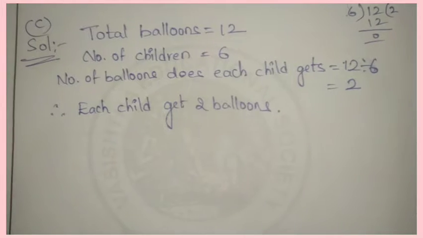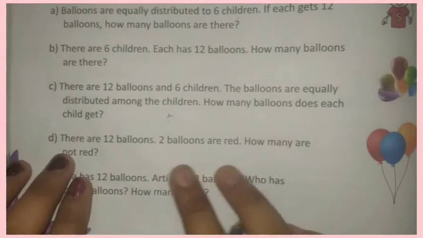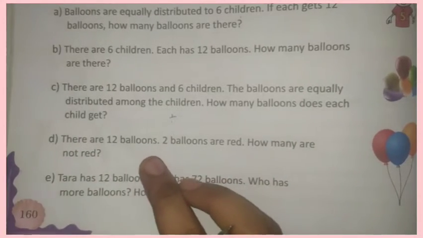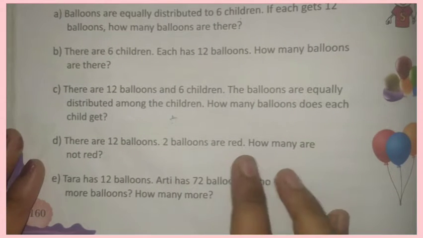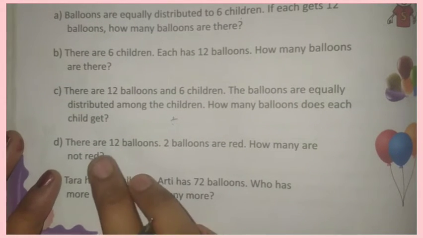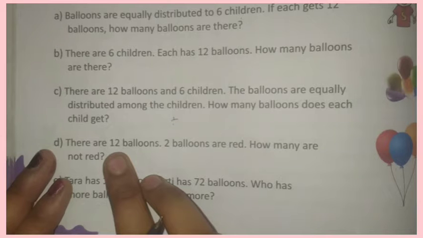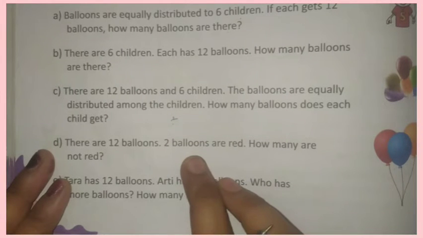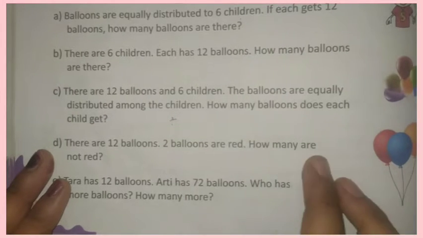Now look at D question. There are 12 balloons. 2 balloons are red. How many are not red? There are total 12 balloons. From that, 2 balloons are red in color. How many are not red?